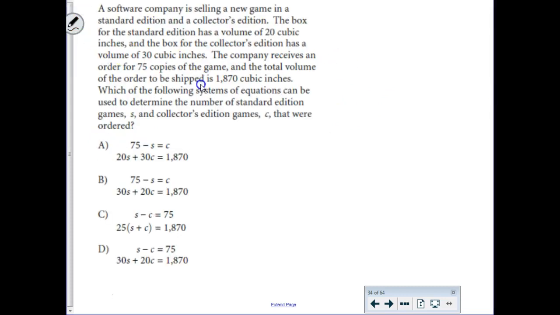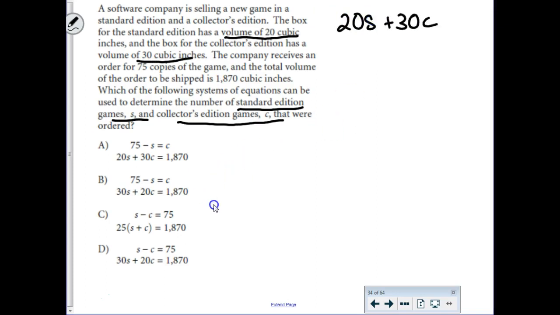And then, oh, words. But it's okay, we got this. So they're asking me to set up a system of equations. The first thing you want to identify is that the variables are what you think they are. So at the very end here, it says the standard edition games are called S, and the collector's edition games are called C. So that's kind of what I was thinking, but just to check. The box for a standard edition has a volume of 20 cubic inches, and a box for a collector's edition has 30 cubic inches. So 20 was for the standard and 30 for the collector's. And a total volume of 1870 is the rest of that equation. So one of our equations should look like that.